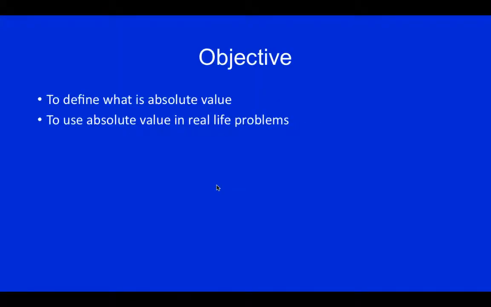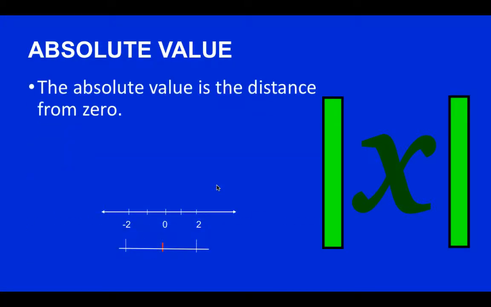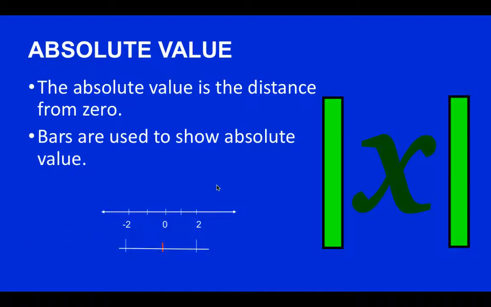We're going to learn about absolute value. The objectives are to find what absolute value is and to use it in real-life problems. Absolute value is a distance from zero. Bars are used to show absolute value.